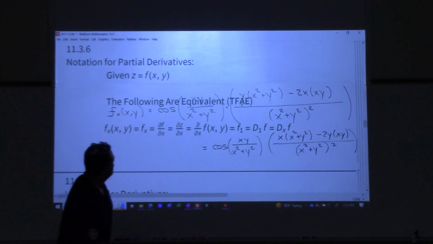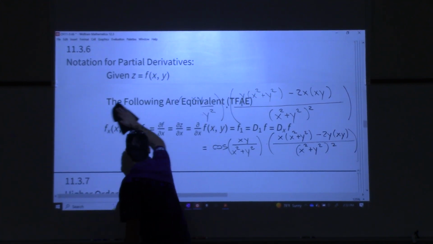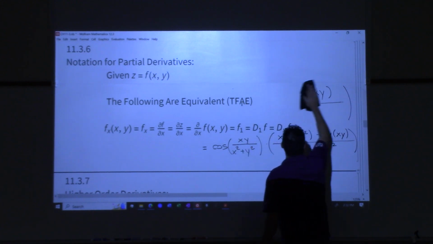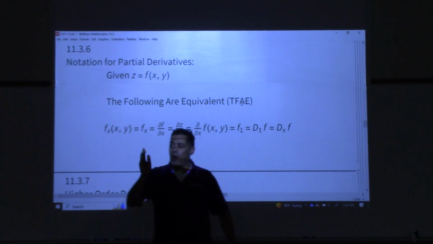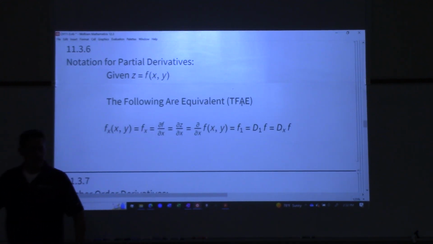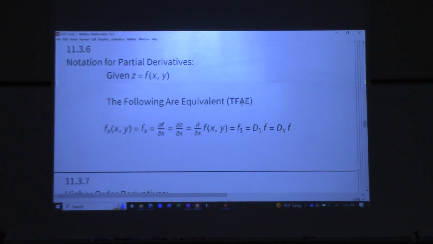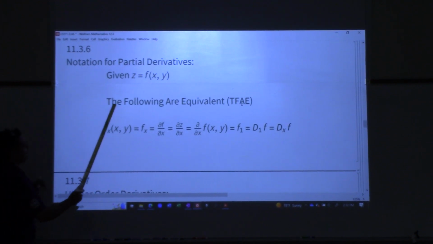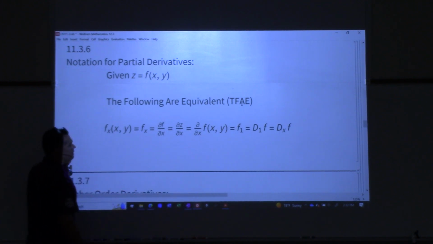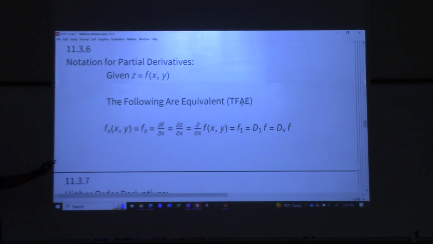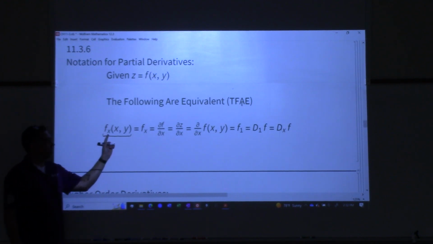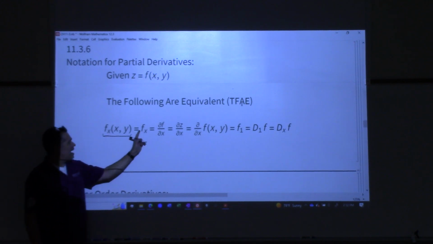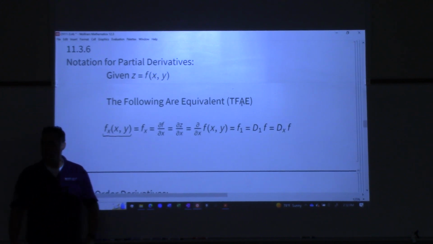There are different notations for partial derivatives. Just like in Cal 1, there was different notation for derivatives, right? You had the primes, then you had the dy dx, right? You had that for derivatives in Cal 1. The following are equivalent, TFAE, all right? So that's the notation we started with today. This means you're gonna treat x like a variable, y like a constant. Another way you could write that is just f with the little subscript x. And then everyone will know you want the partial derivative with respect to x.